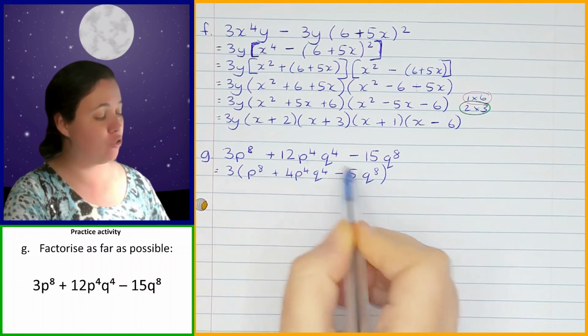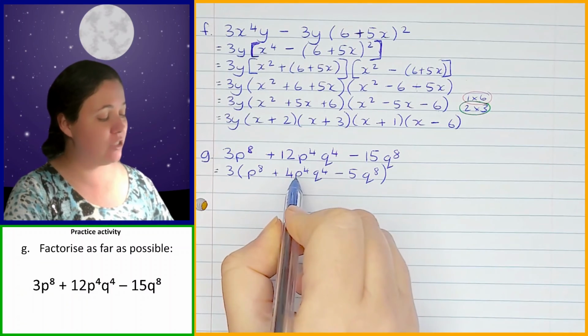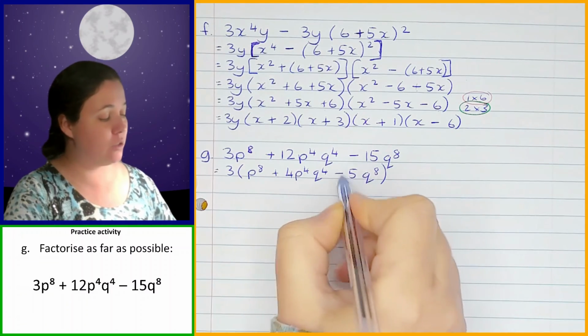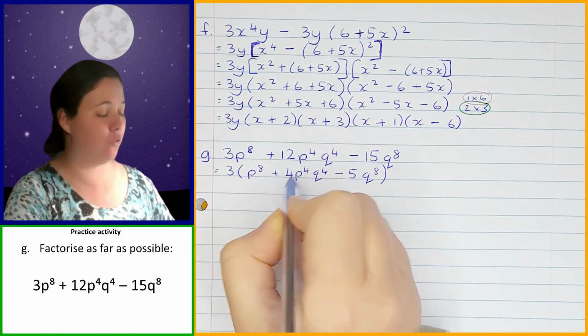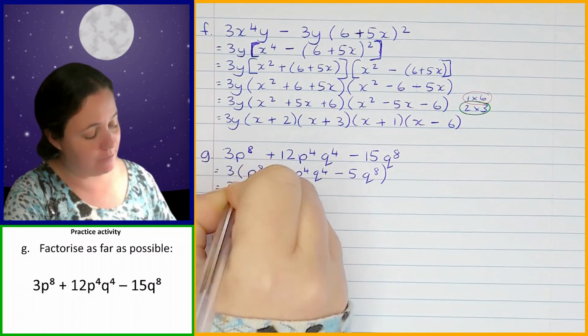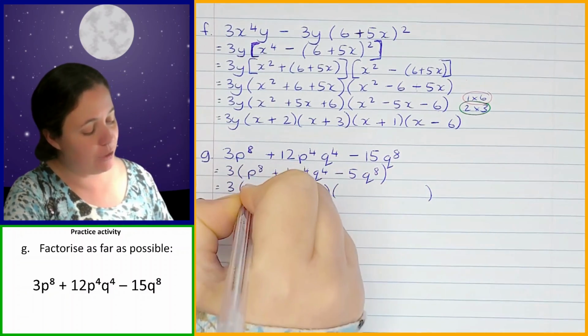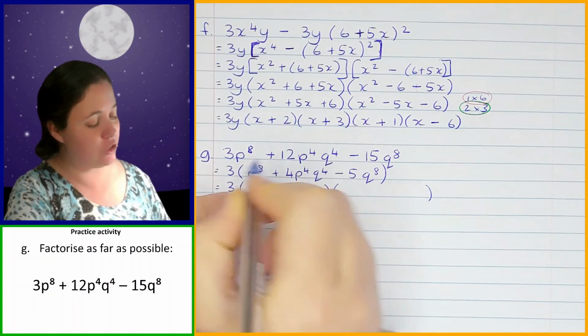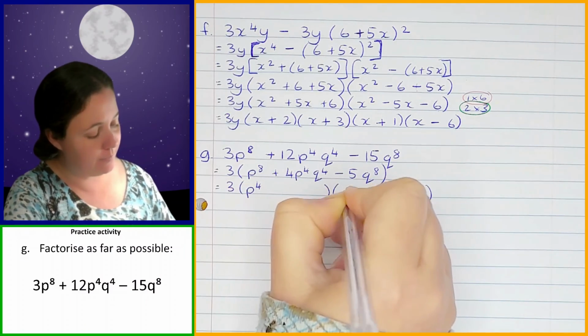Then I've got a trinomial here. For my trinomial, I need to factorize using the factors of 5 that I must subtract to get 4. But first, let's put down our brackets. Remember, the first term in each bracket is going to be the square root of p to the power of 8, so that's p to the power of 4.